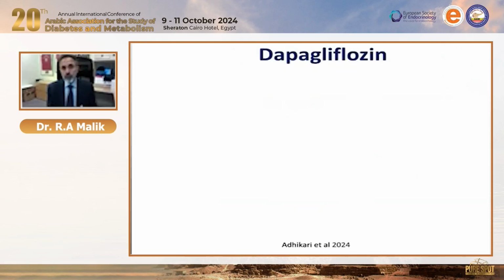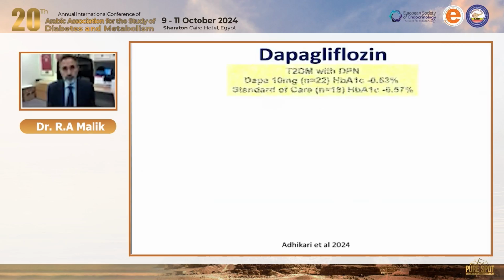In addition to this, we've just finished a study, actually this is with collaborators from India, where we looked at the effects of dapagliflozin, the SGLT2 inhibitor. This is a small but well-conducted study in type 2 diabetes patients with diabetic neuropathy, randomized to either dapagliflozin 10 milligrams or standard of care. In both arms, there was a reduction in HbA1c by around 0.5%.